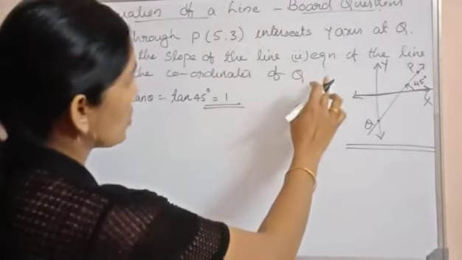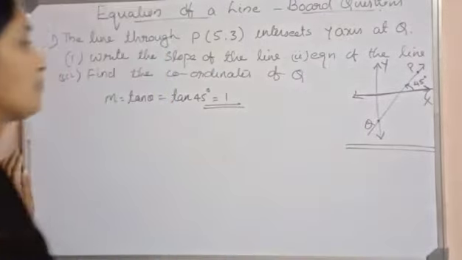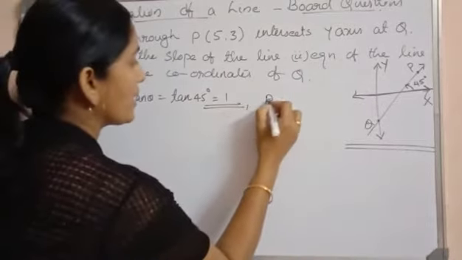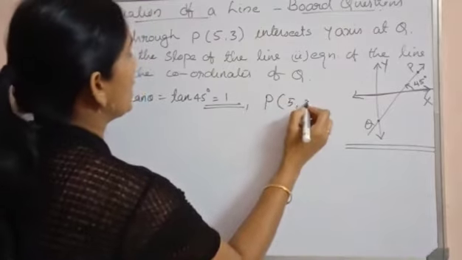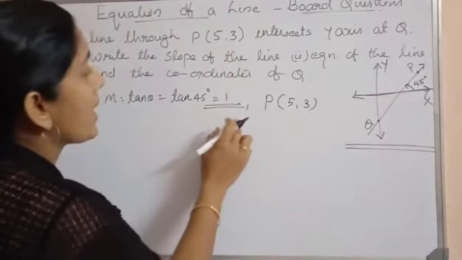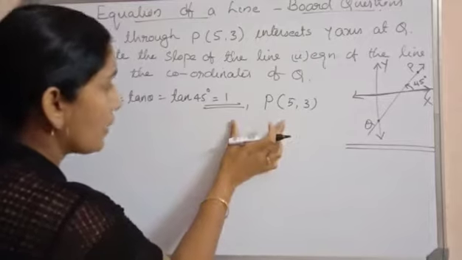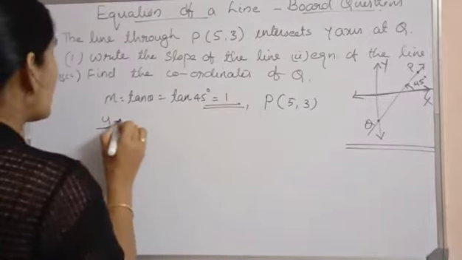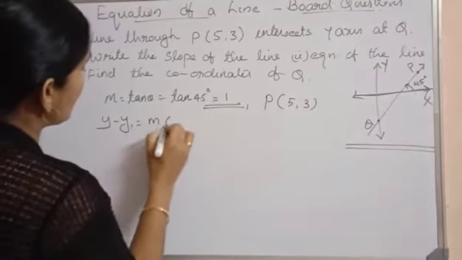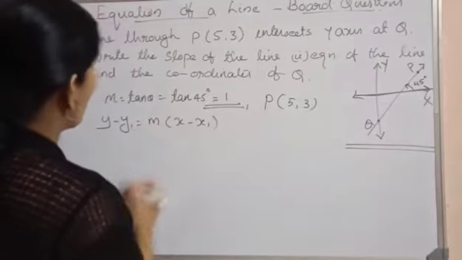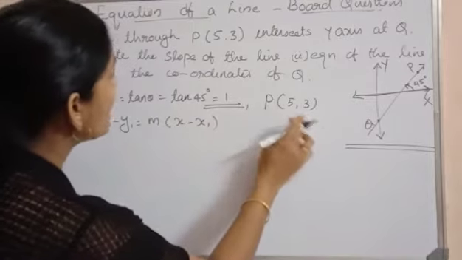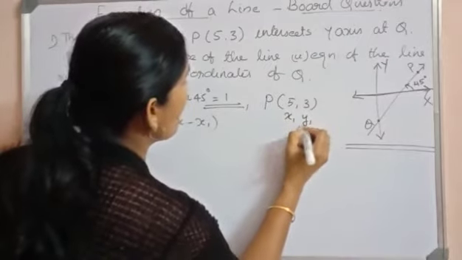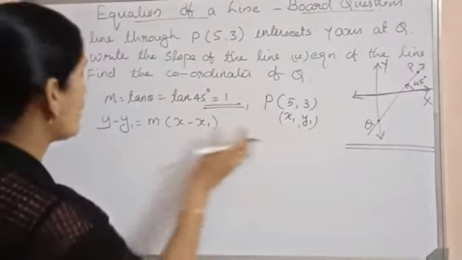Therefore, the slope of the line is 1. And the next part of the question is to find the equation of the line. To find the equation of the line, we have the slope as well as the point, which is (5, 3). So, by using the type 2 form, we can find the equation of the line. As per the type 2 equation, the formula is y minus y1 is equal to m into x minus x1. We have the point (x1, y1) here and the value of the slope.